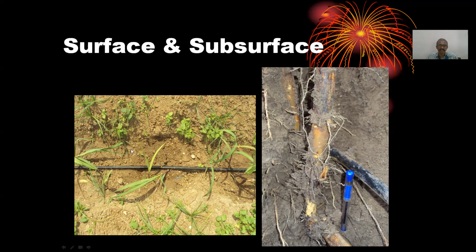If you place laterals on the surface, then it is surface drip irrigation. If you place the laterals along with the drippers below the ground, around 15 to 30 centimeters below the ground, then it is called subsurface drip irrigation.